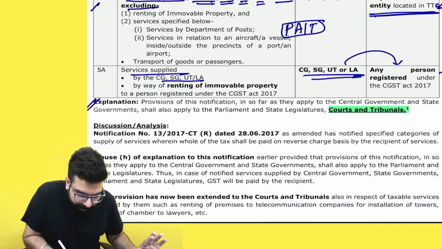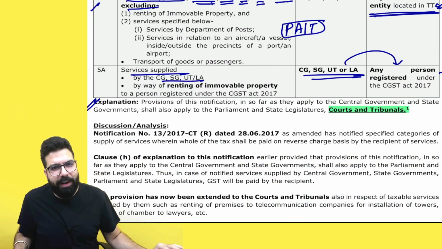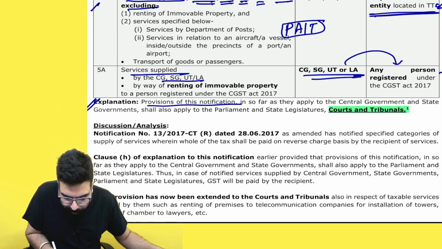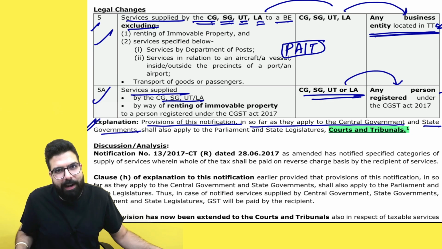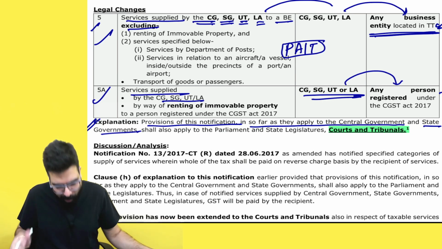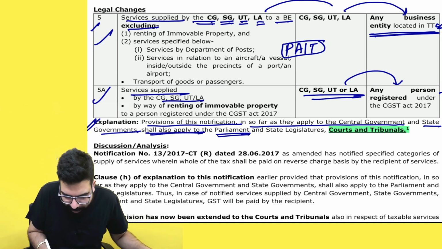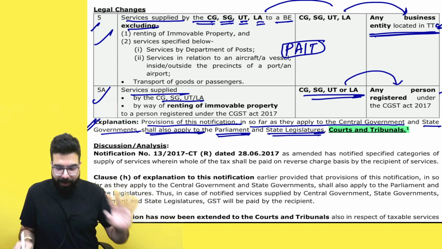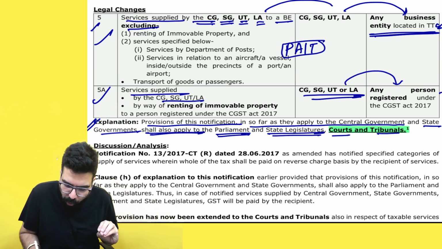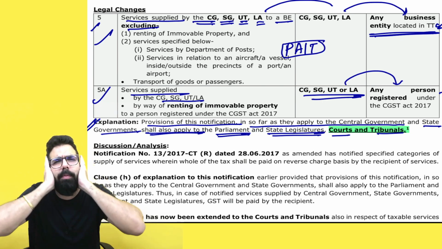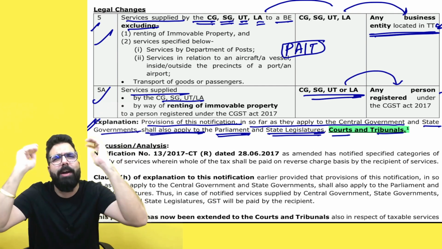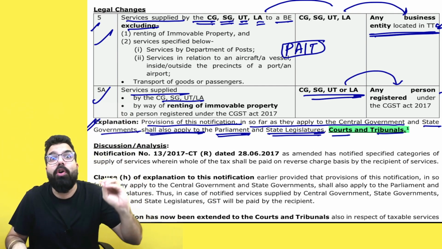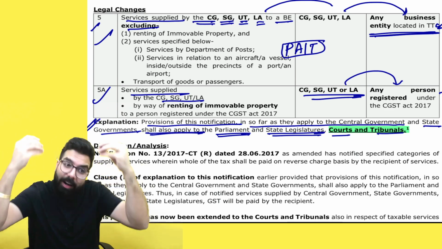They have told there is an explanation in the amendment notification which says the provisions of this notification, as far as they apply to the central government, state government, means whatever reverse charge entries are applicable to the government, shall also apply to parliament and state legislature. This was already there. Now they have told they shall apply to court or tribunal also. So sir, if court or tribunal is providing justice related services, those are neither supply of goods nor supply of service. That you forget it. Court or tribunal established under the law providing justice related service, you forget it.